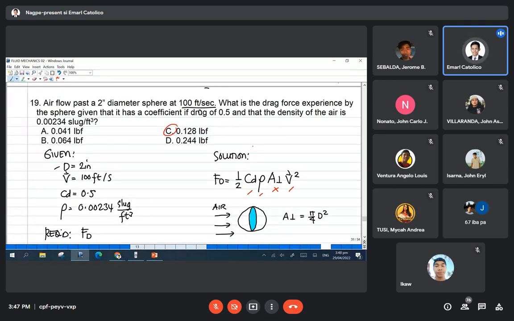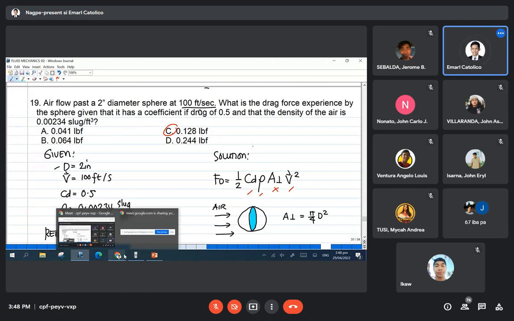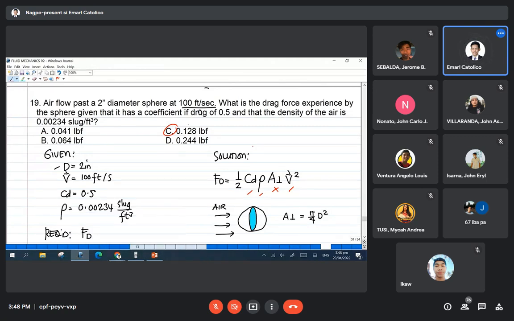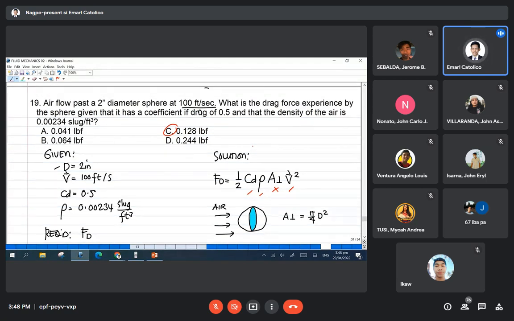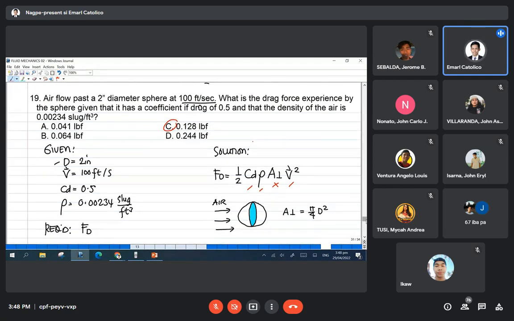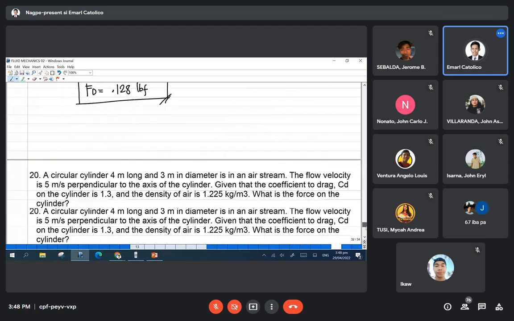Pag sinulat niyo yung problem sa notebook, sulat niyo rin yung choices, no? Para ma-look spam niyo din. Yung iba kasi hindi na sinusulat yung choices. Yung sagot na lang, hindi maluluk spam yan. Diba? Dito lang sa C pala. Sulat niyo rin choices para maluk spam niyo.